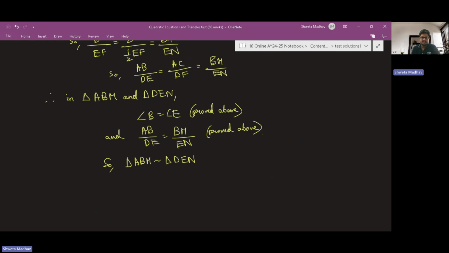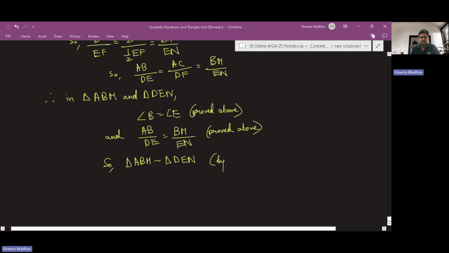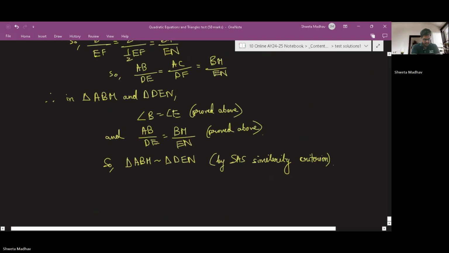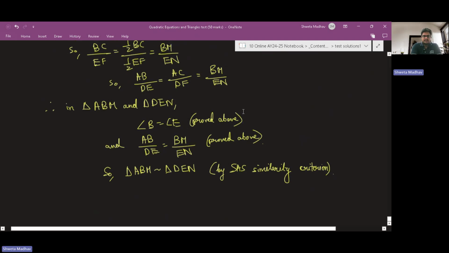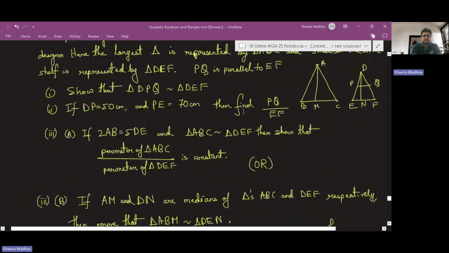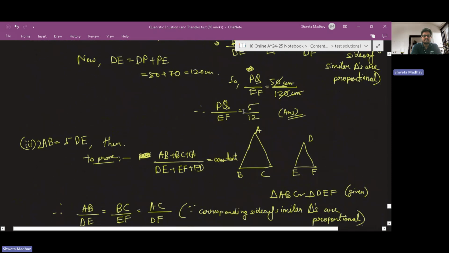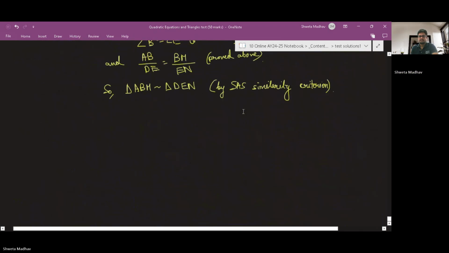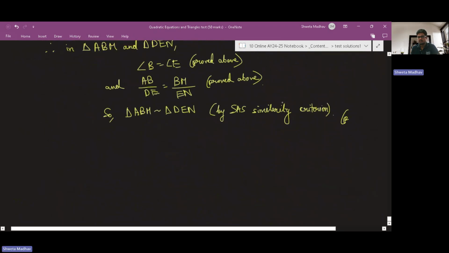Triangle ABM is similar to triangle DNR by the SAS similarity criterion. So hence it is proved that ABM is similar to DNR. Hence proved.